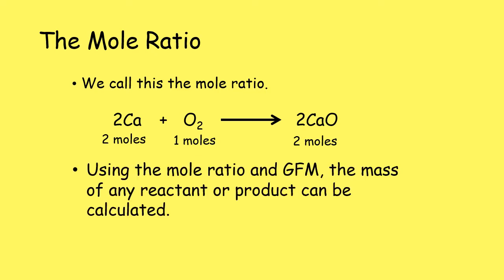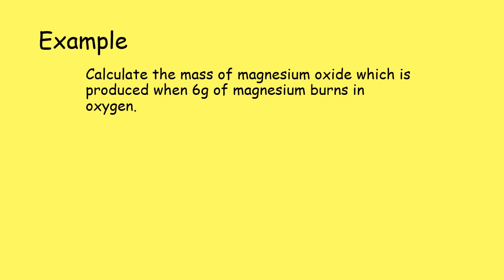Now, if we use the mole ratio and the gram formula mass, we are able to calculate the mass of any reactant or product for a chemical reaction. So we've got an example, and we're going to talk through 2 different methods for doing these calculations. And we'll do 2 examples using both methods. Your choice is obviously to pick the method that you find the most efficient or the one that makes most sense to you.